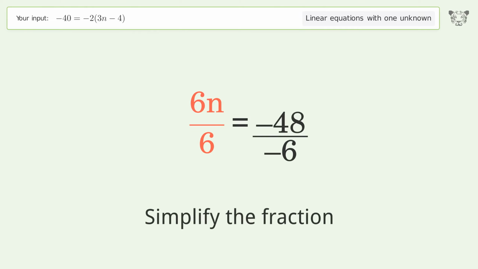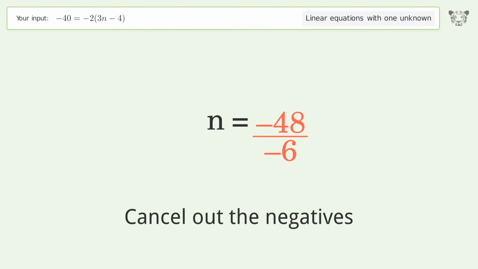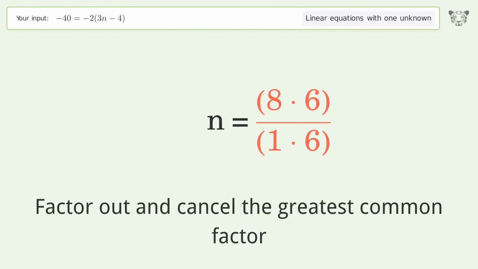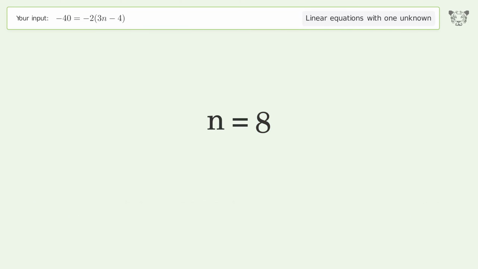Simplify the fraction. Cancel out the negatives. Find the greatest common factor of the numerator and denominator. Factor out and cancel the greatest common factor. And so the final result is n equals 8.